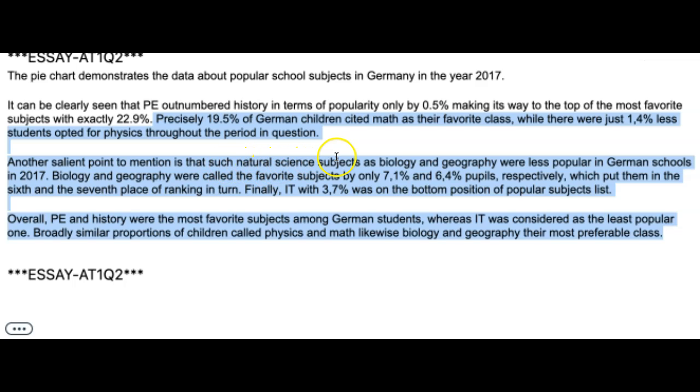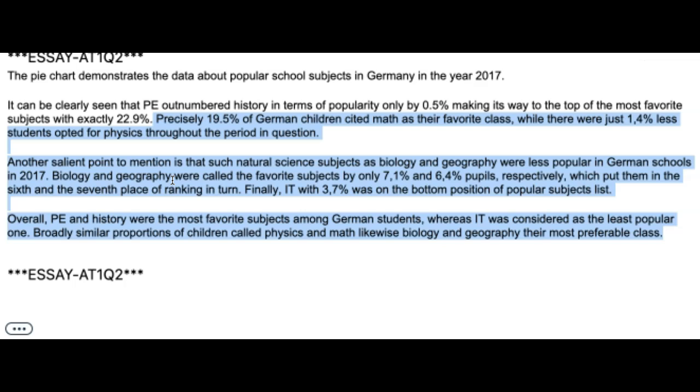that natural science subjects such as biology and geography are less popular in German schools in 2017. These subjects, because we just mentioned them, we can use the object pronoun, these subjects were called the favorite subjects by only 7.1% and 6.4% of pupils, respectively. Good. Which put them in the 6th and 7th place of ranking. Okay, or which ranked them 6th and 7th overall, full stop.